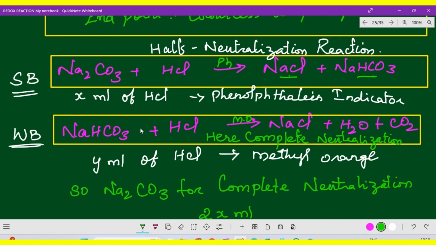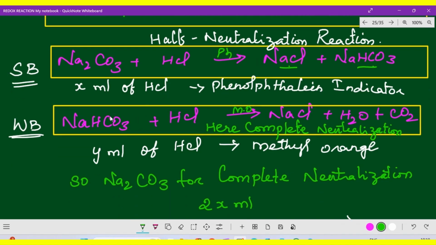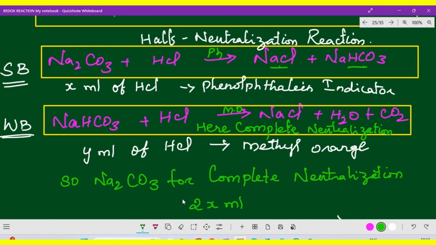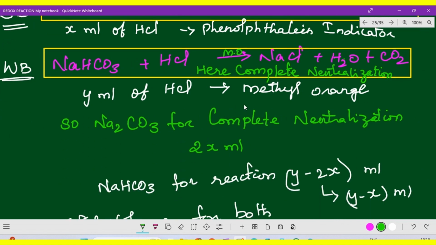So next reaction, NaHCO3 plus HCl, with methyl orange indicator we are adding. So NaCl plus H2O plus CO2. So salt and water we are getting completely. That means here it is a complete reaction. See, here I just mentioned Na2CO3 is only half of the reaction, and NaHCO3 is a complete reaction.